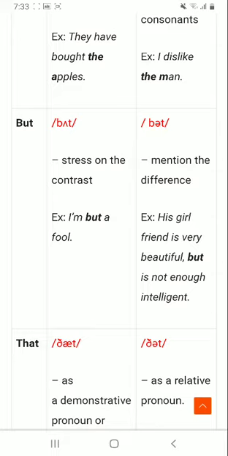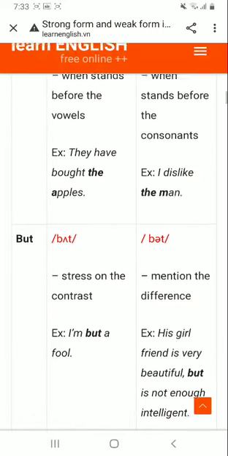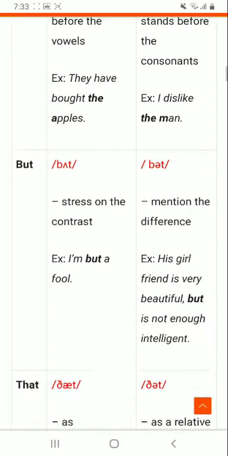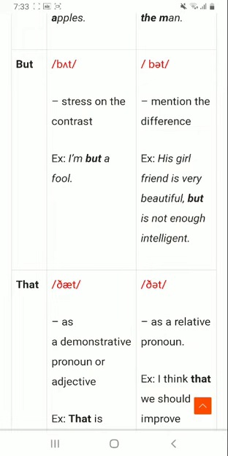Here you can see his girlfriend is beautiful, but is not intelligent enough. She is beautiful, but there is a weak form there. She is beautiful, but she is not intelligent enough. Okay, this is the best example for but.